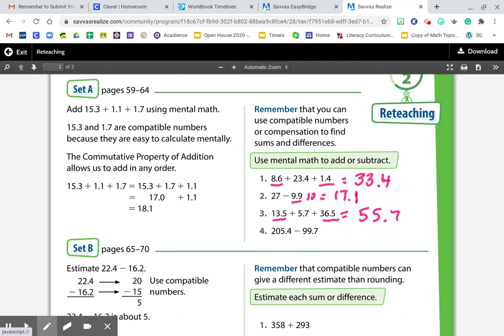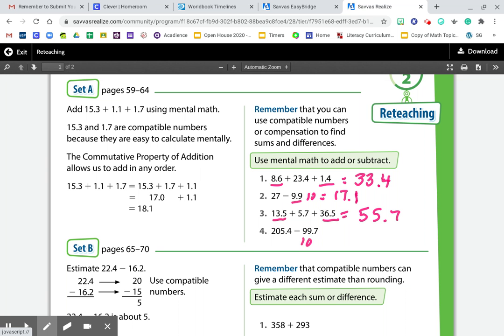And if that all sounds like Chinese to you, or some other hard to learn language, just do it old school: pencil and paper, line up by decimals, and add. Some of you are probably not ready to do a lot of this mental math, but you can give it a try. 205 and 4/10 minus 99.7.